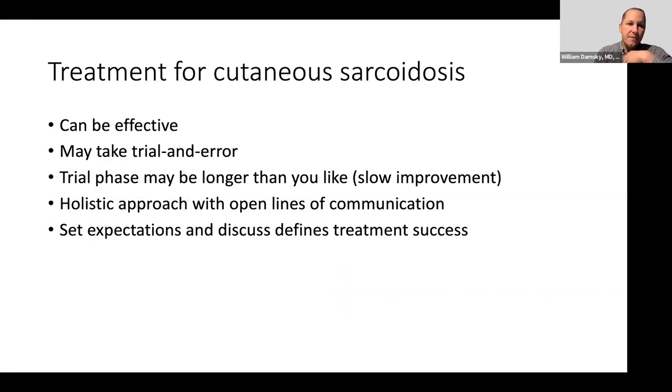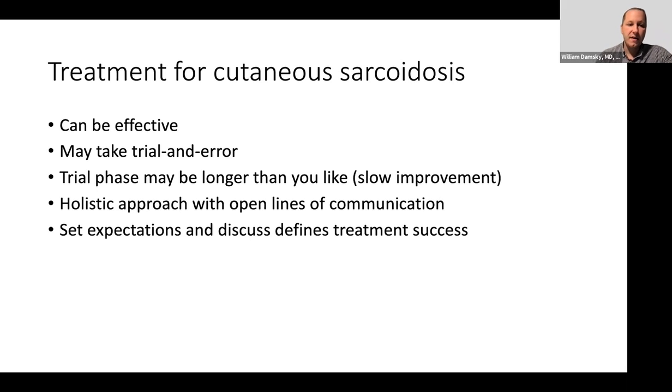So in summary, treatment for cutaneous sarcoidosis can be effective. It may take trial and error, so what works for one patient may not work for another. It's frustrating for us as doctors too. The trial phase of the medicine may be longer than you like, about 3 or 6 months. And again, that's also frustrating for us too.